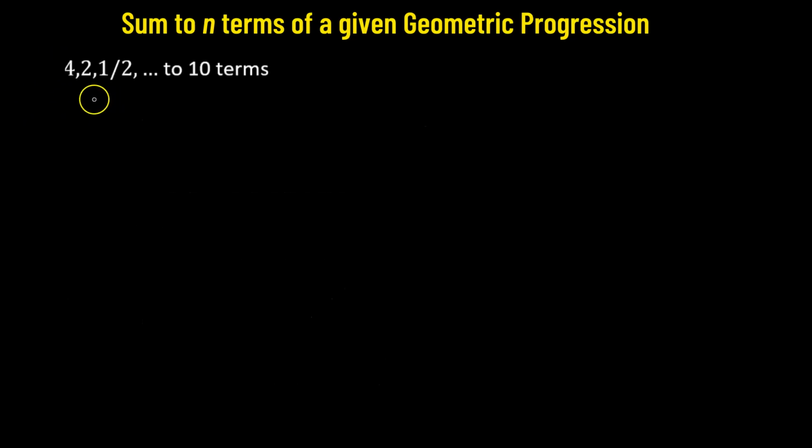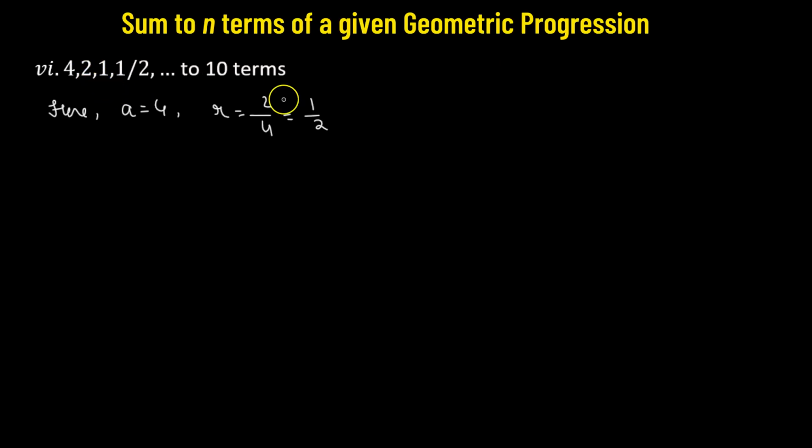So here we have another GP. So let's find out. Here we have our first term equal to 4. The common ratio r will be 2 divided by 4, which will be equal to 1/2. So there's a term missing here. So actually this is not 4, 2, half. After 2 we'll have another term which is 1. So let me rewrite it.